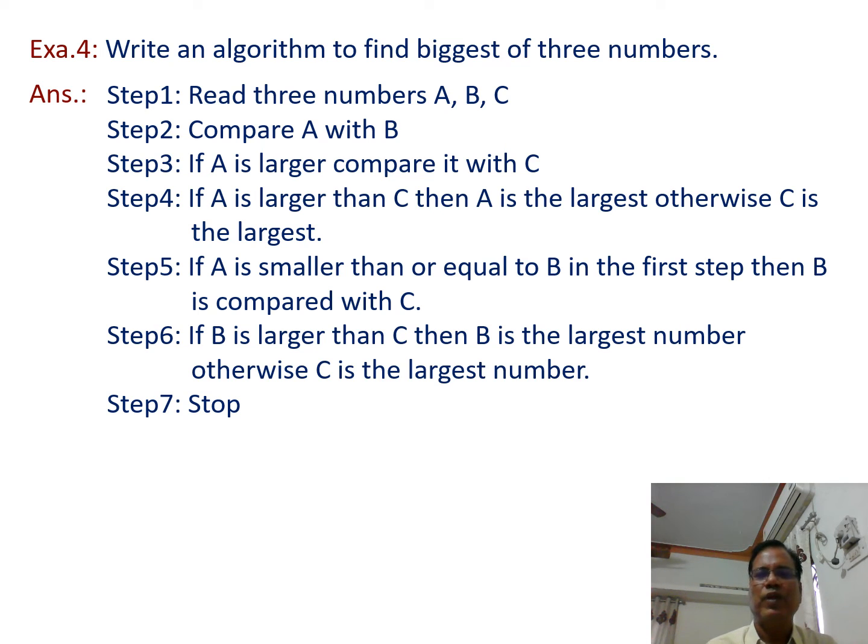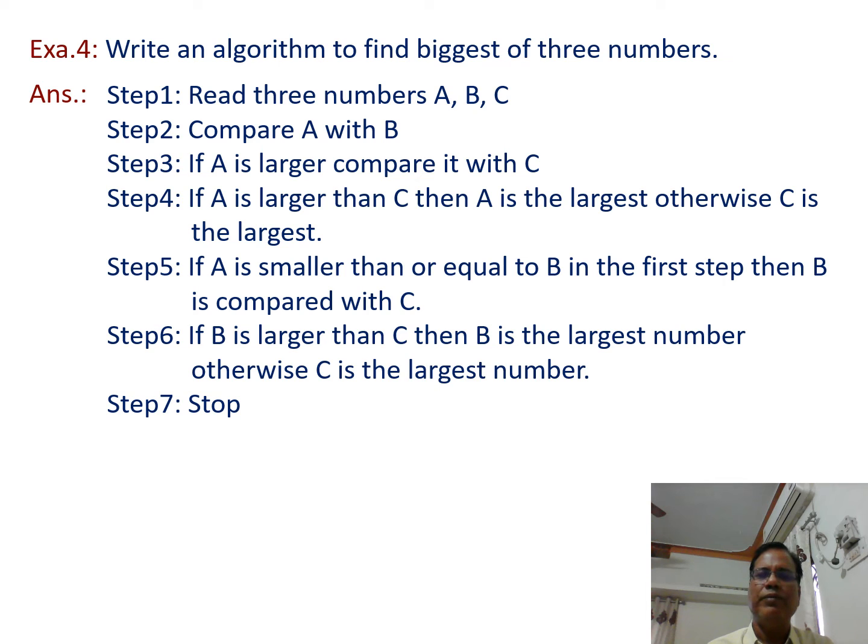Step 1, read three numbers A, B, C. Step 2, compare A with B. Step 3, if A is larger, compare it with C. If A is larger than C, then A is the largest, otherwise C is the largest.